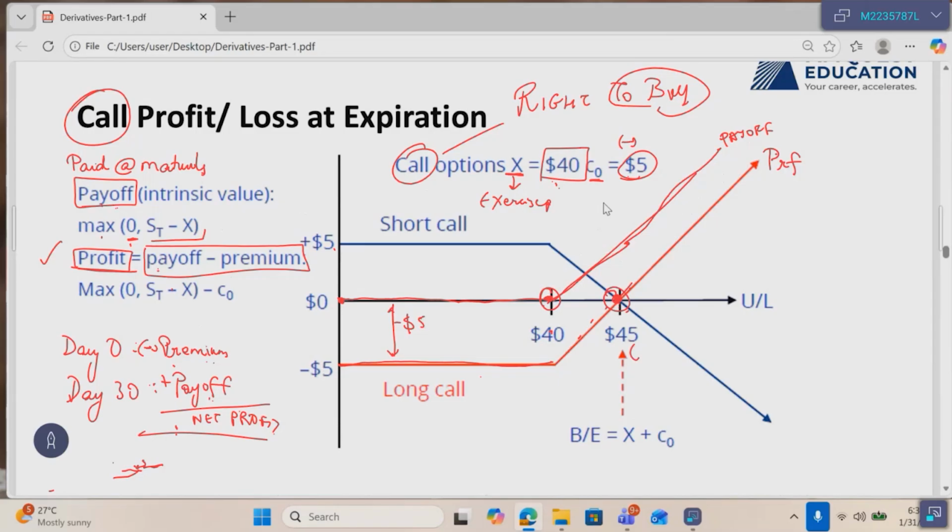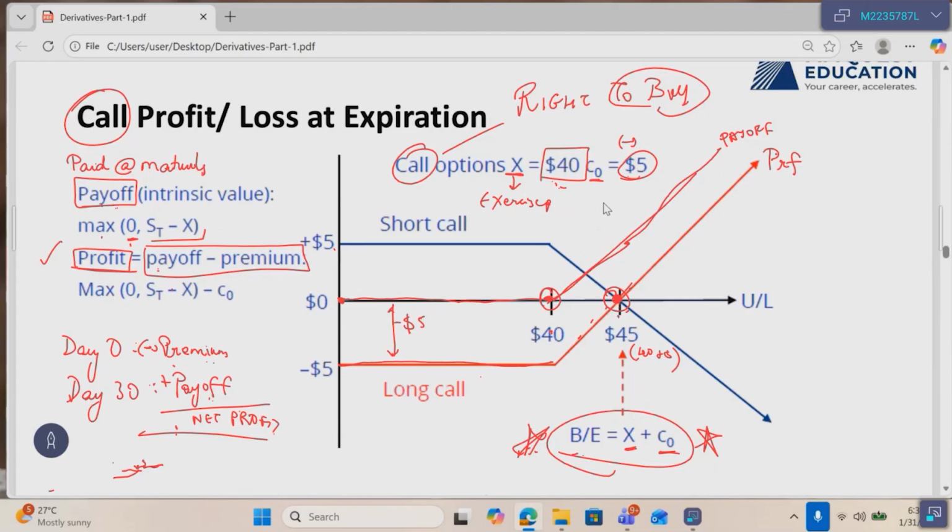Because 45 is nothing but 40 plus a premium. This is a very important formula. You will break even at a point where the share price goes above the exercise price plus the premium. This formula is important. With an exercise price of 40, it proves that only above 45 is there profit. 45 is the break-even point.